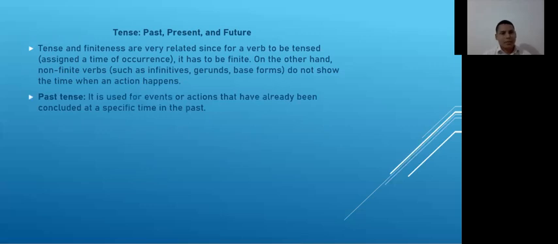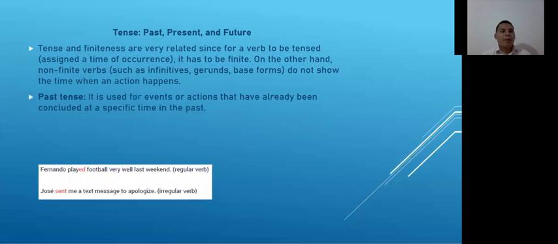Past tense. It is used for events or actions that have already been concluded or completed at a specific time in the past. Example: Fernando played football very well last week. Played in the past is a regular verb. And we also have the sentence that says, Jose or Joseph sent me a text message to apologize. So sent is an irregular verb, but still it's a past tense.